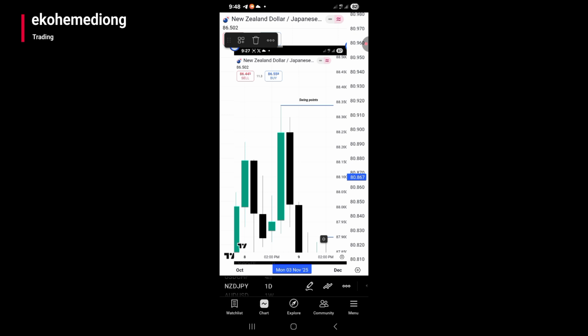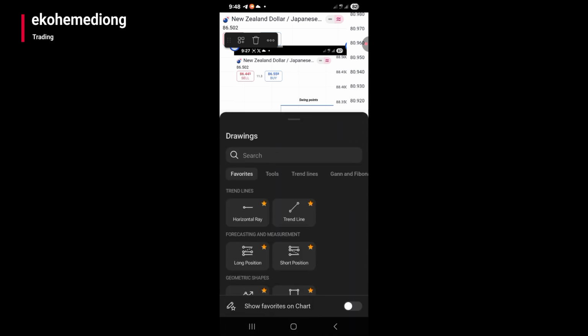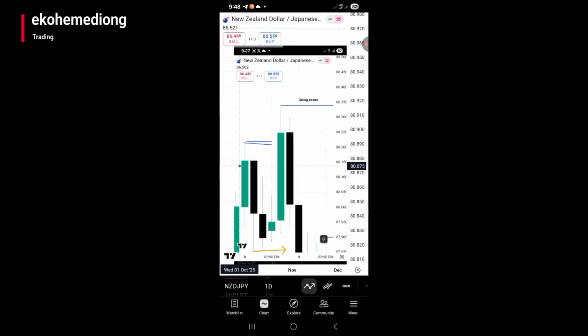So remember, we have a three candle formation, three candle movement. We have the first candle, the second candle, and the third candle. Now that candle that sticks out, it's your swing point. The same thing with this one. One, two, three. This candle is a swing point.